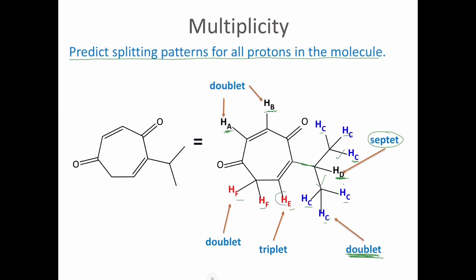For HE, if you look at the adjacent one, we can see HFs. There are 2 of them, so that's going to be a triplet. And then for the HFs, the adjacent one is HE, so we're going to have a doublet.